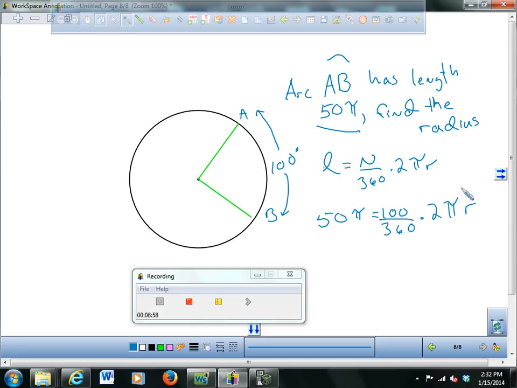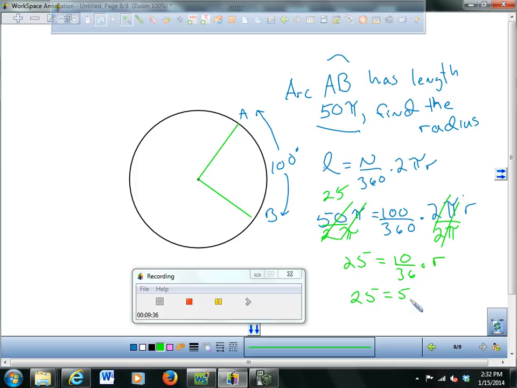Well, first of all, I can cancel out some things. How many times does 2 pi go into 50? 25. I'm just going to cancel out 2 pi. I'm going to divide everything by 2 pi first, because that's going to make this go away. That's going to turn that into a 25. And I get 25 equals, and I'm going to reduce this some more because I like to reduce, 100 over 360 times r. Which is the same as 25 equals, what does that reduce to?